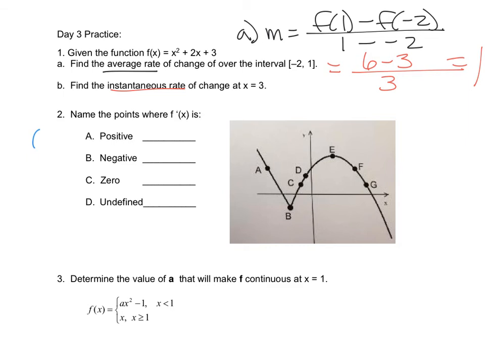Instantaneous rate of change is the slope at a point, which is the derivative. So first we have to find f prime of x. And then we would plug in 3. We get 8.